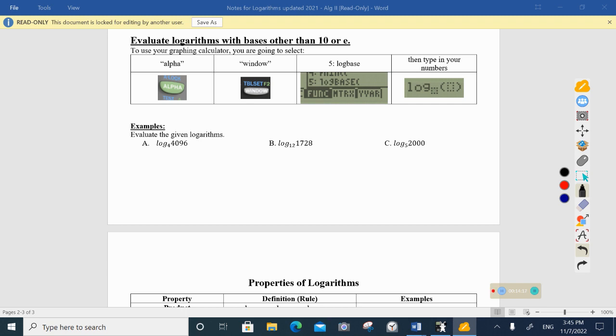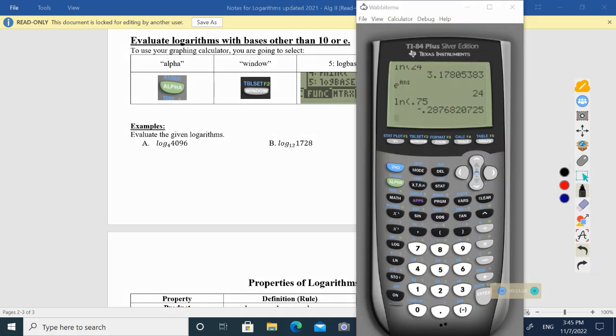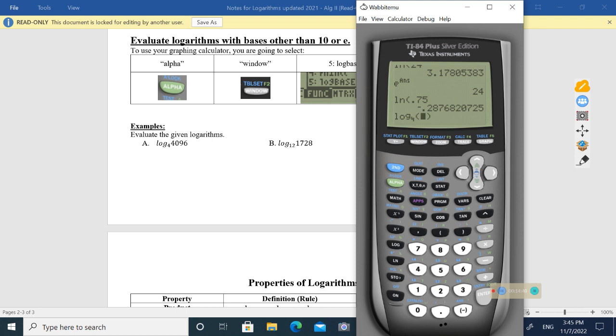So let's do the first one. I want to do log base 4 of 4096. So I hit alpha window number 5. By the way, if you arrow down to 5, that's okay, but that takes more time, so I just press number 5. Log base 4. Arrow inside the parentheses, 4096. So our answer here is 6.